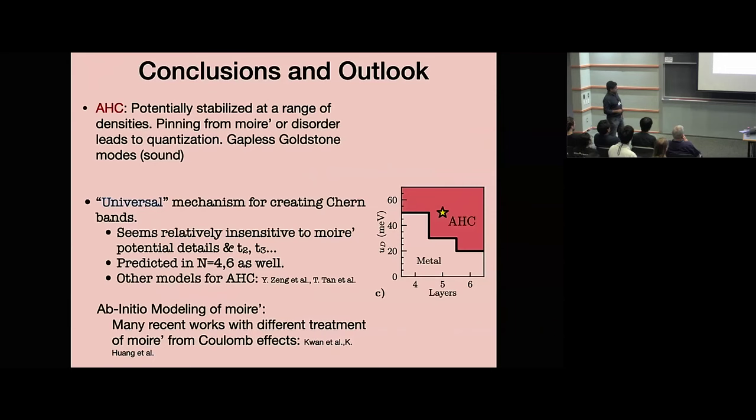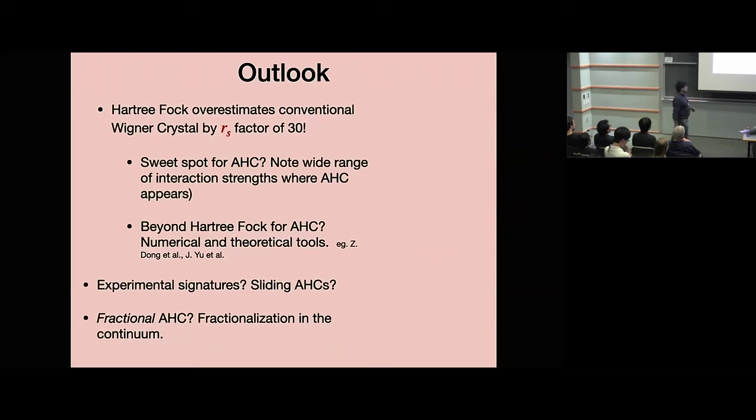So the ab initio modeling I talked about, there have been many improvements since our original work. People have looked at other ways in which the Moiré can be applied, or essentially is applied because of Coulomb effects. I think we'll hear more about ab initio in Dan's talk, or how the details of this Hartree-Fock. So one important thing to stress is that everything we did was self-consistent Hartree-Fock, which in the Wigner crystal problem is known to overestimate the width of this crystalline phase. In fact, by a large amount, by a factor of 30 in terms of this rs.